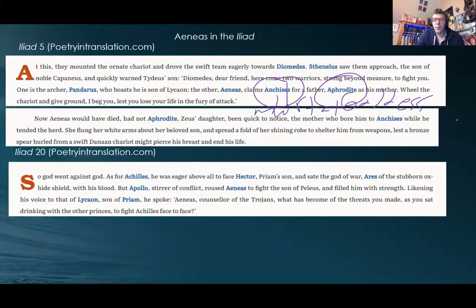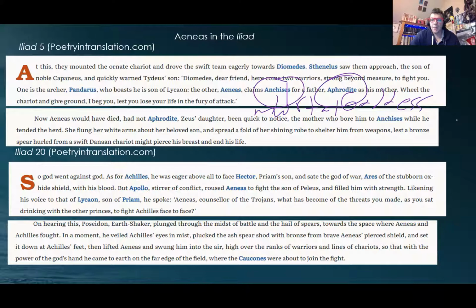On hearing this, Poseidon, Earthshaker, plunged through the midst of the battle and the hail of spears toward the space where Aeneas and Achilles fought. In a moment, he veiled Achilles' eyes in mist, plucked the ash spear shod with bronze from brave Aeneas' pierced shield, and set it down at Achilles' feet. Then he lifted Aeneas and swung him into the air, high over the ranks of warriors and lines of chariots, so that with the power of the god's hand, he came to earth on the far edge of the field, where the Cicones were about to join the fight.